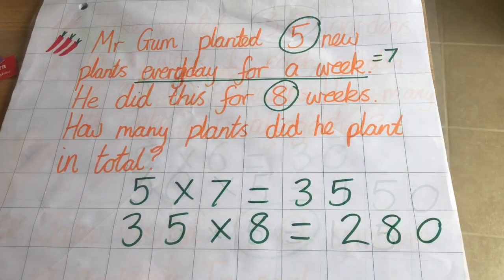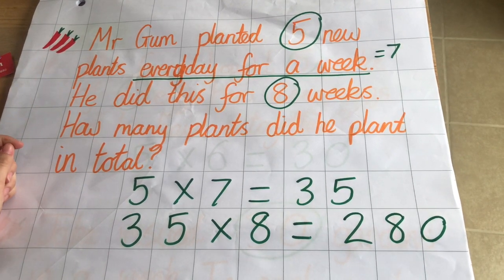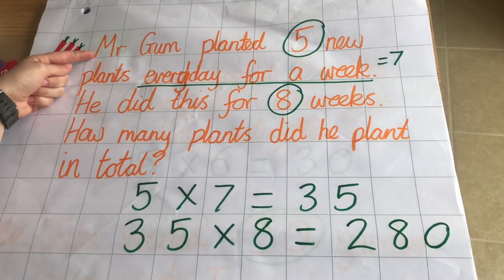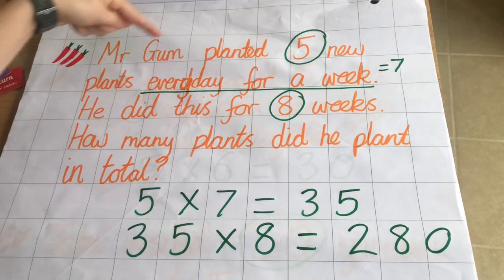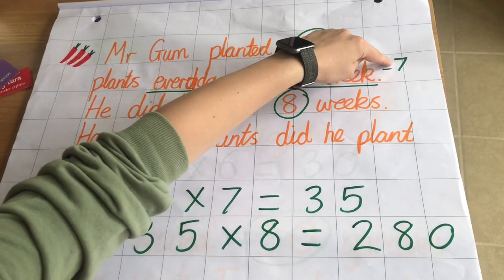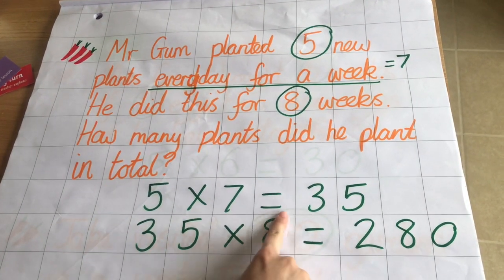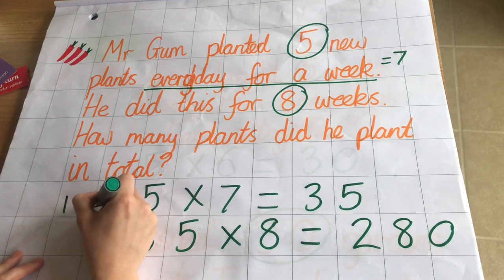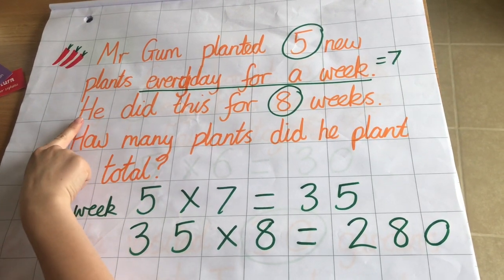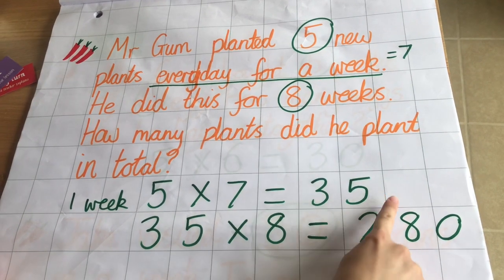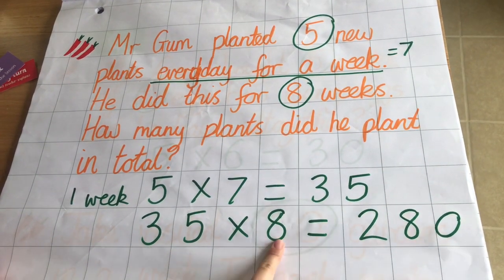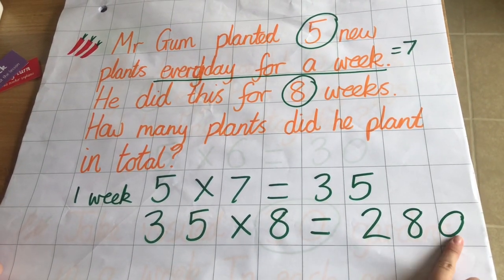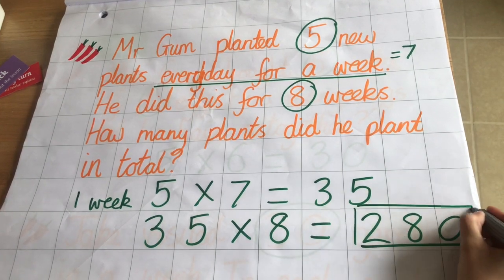So 30 times 5 must be 150. Well done. Now the Chilli 3 word problem was a bit more complicated because it had 2 steps in it. So first we had to read the first sentence. Mr. Gum planted 5 new plants every day for a week. Now we know that there are 7 days in a week. So in 1 week he planted 5 times 7, which is 35. Okay, that was in 1 week. But then for the second part it says he did this for 8 weeks. So we needed to multiply this by 8. Using the method I used earlier, I came up with the answer 280. This one is my final answer.